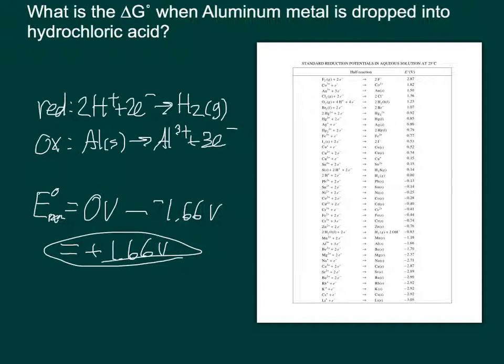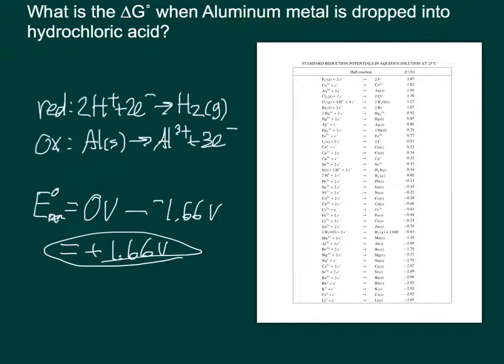Now, in some cases you may wonder, why didn't I just flip the sign of the aluminum and make it positive 1.66 when I flip the reaction? You can do that. It then becomes an oxidation potential, and then you can add the reduction and the oxidation potential. I usually just do a cathode minus anode, or reduction minus oxidation method, and that way you don't ever have to change the sign.